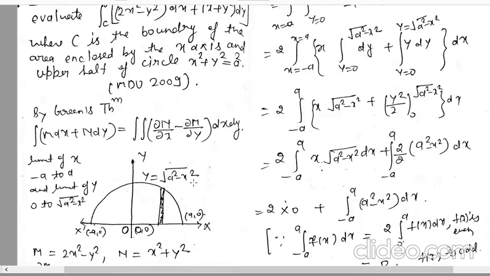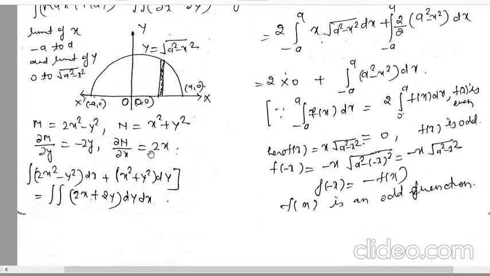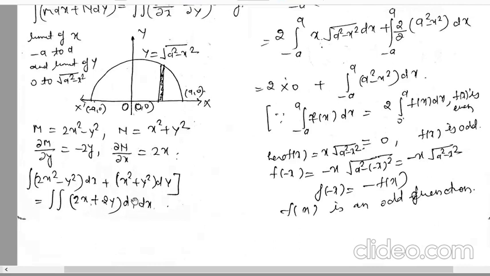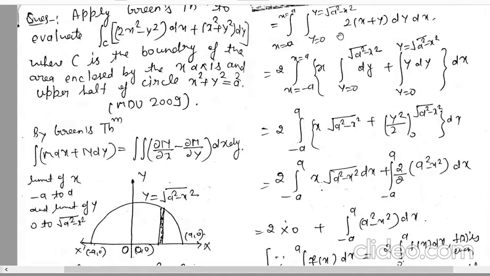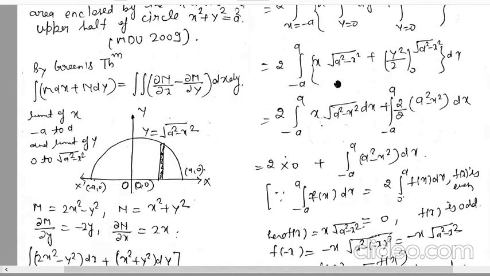Now the next thing is m dx plus n dy. After comparing on both sides, you will get m is equal to 2x square minus y square, and n is equal to x square plus y square. So del m upon del y, del n upon del x. After calculating these two things, just put the value in the right hand side here, and you will get 2x plus 2y. After that you will integrate first with respect to y, and after applying the limit, you get 2 times the integral from minus a to a of x under root a square minus x square dx, plus 2 times the integral from minus a to a of square root of a square minus x square dx.